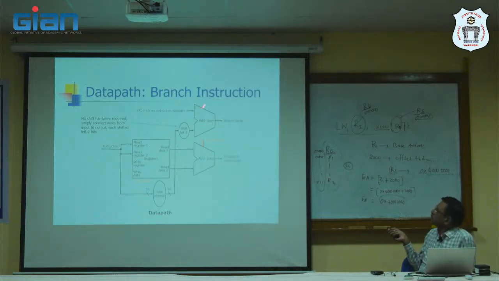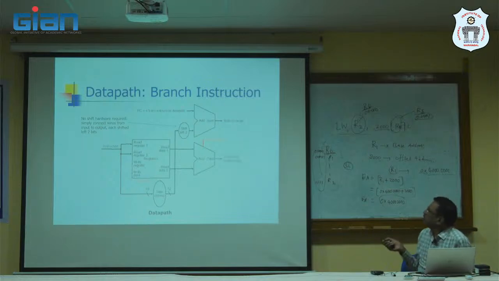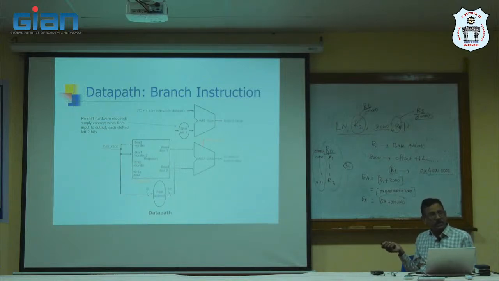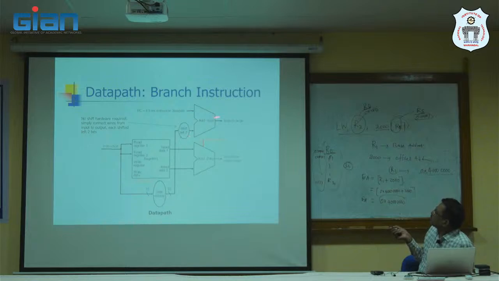Next, one branch instruction is also there. The branch instruction comes as branch on equal, a conditional branch, or an unconditional branch, two instructions are there. That means if the branch is true, then the next instruction address has to go to the branch target, a different address, not the sequential address.